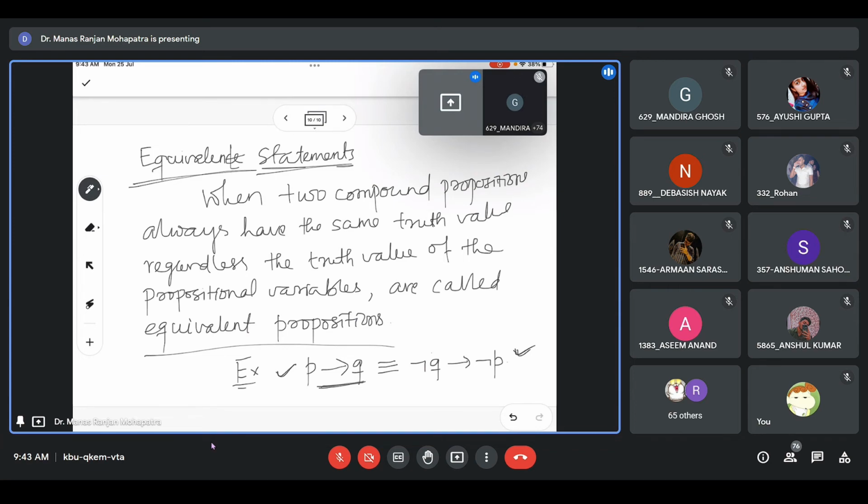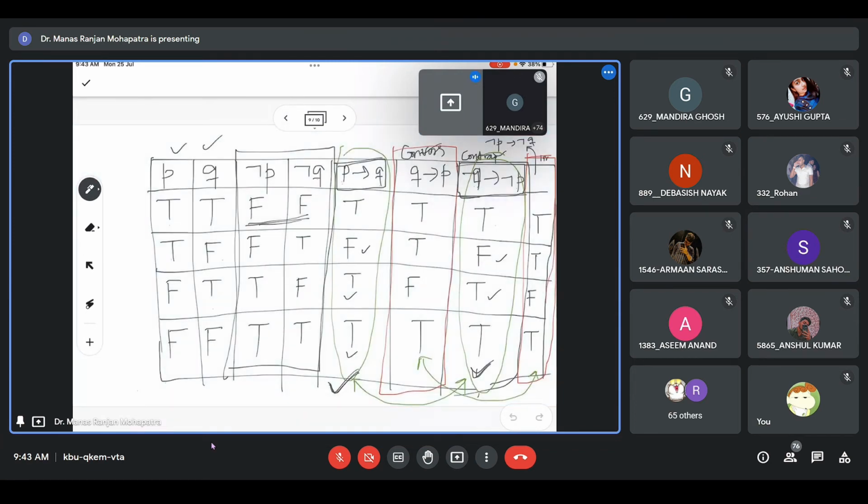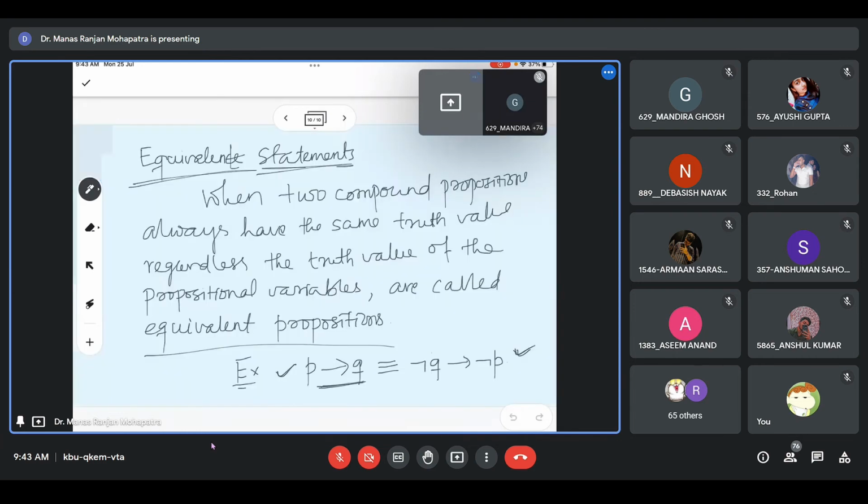Now, similarly, if you look at the converse statement, this compound statement is exactly equal to the inverse one. So Q implies P is equivalent to negation P implies negation Q. Okay. So these are two examples of compound statements which are equivalent. They are equivalent because both have the same truth values, irrespective of the truth values of P and Q. Similarly for the converse one. Okay.